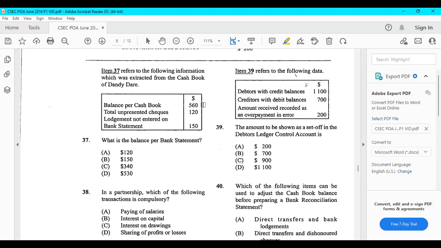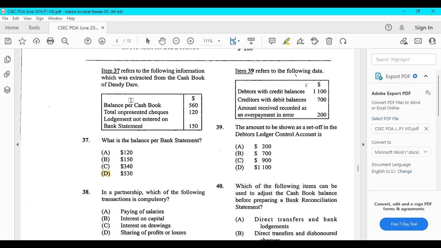If you are starting with the balance as per cash book, listen which balance we're starting with, the balance as per cash book. You start with the balance as per cash book. We add our unpresented checks. So it's going to be a balance as per cash book, 560 plus unpresented checks, 120. And we subtract our late lodgements, which is 150. And the answer you get after doing that is D. So it's 560 plus 120 minus 150.